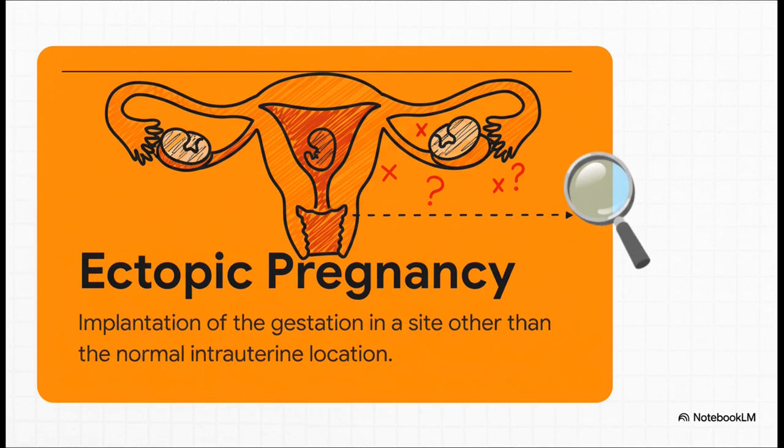The definition is very simple. The embryo implants somewhere other than the normal place inside the uterus. And where does this happen most of the time? The fallopian tube. In fact, something like 90% of all ectopic pregnancies, they're tubal.